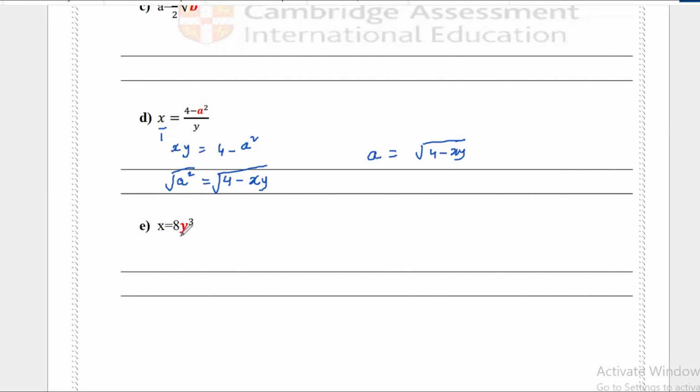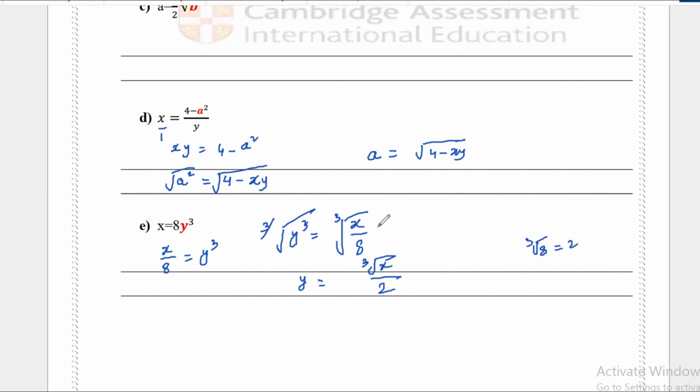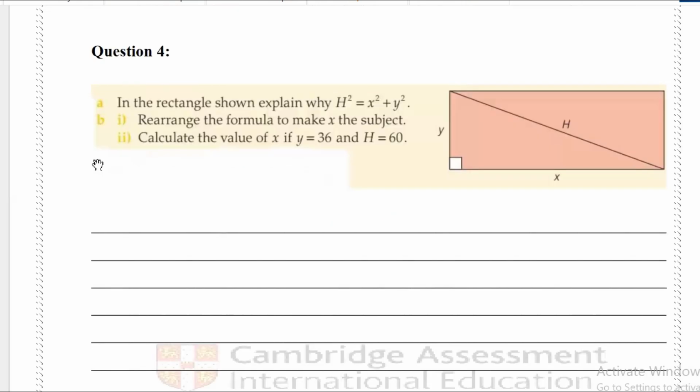Next we have x is equal to 8y cubed. So divide 8 on both sides, or you can say that x over 8 is equal to y cube, or y cube is equal to x over 8. By taking cube root on both sides, we can remove cube root with cube. So we have y is equal to cube root of x over 2, because cube root of 8 is equal to 2. So either you can stop like this, or you can write in this form. Both are correct. But anyway, we find out y as the subject.